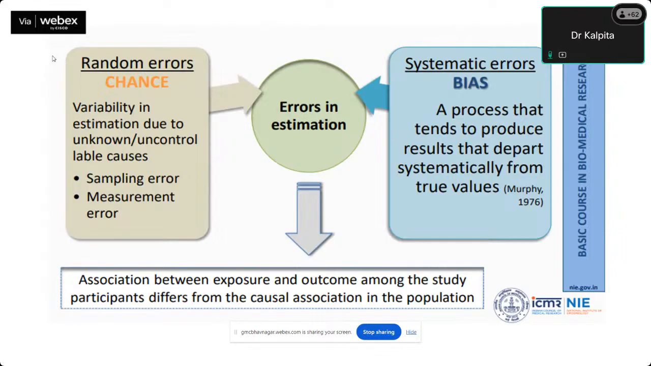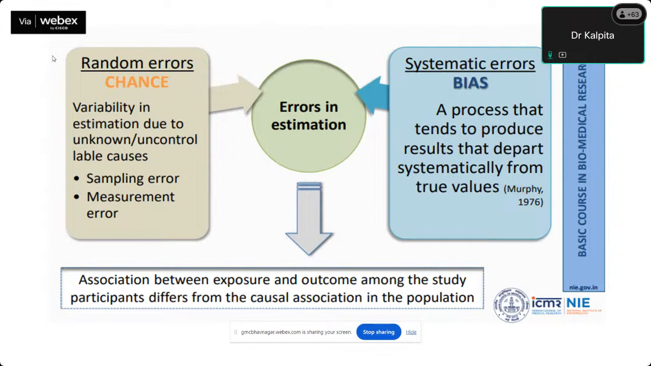Another MCQ which you should know. And the systematic errors are mainly this, and biases will occur systematically. You need to reduce these biases right from your design stage to the conduction of the study to the analysis part. Now, the association between exposure and outcome among the study participants will differ from the causal association in the population if there are errors in estimation.